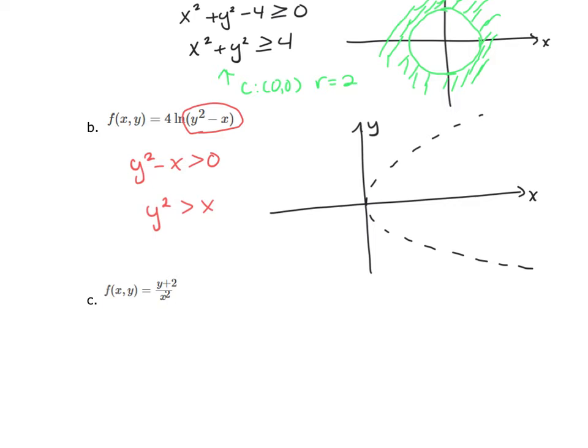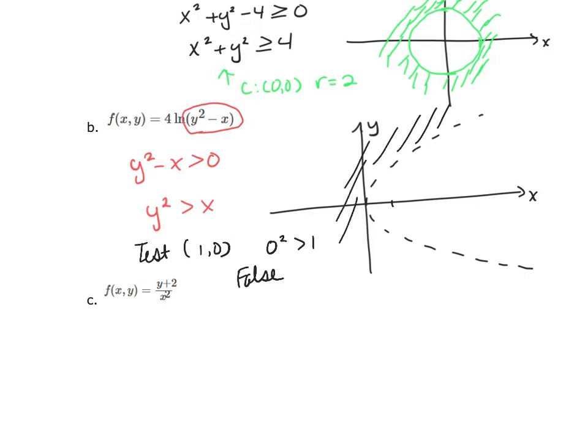Nice number to choose, so I'm going to choose a test point. I'm going to test the point (1, 0). That's right here, so (1, 0). And I put that in and I'm looking to see if that's true. Is 0 squared greater than 1? This is false. That means I'm not going to shade inside my parabola. I'm going to shade this region outside.